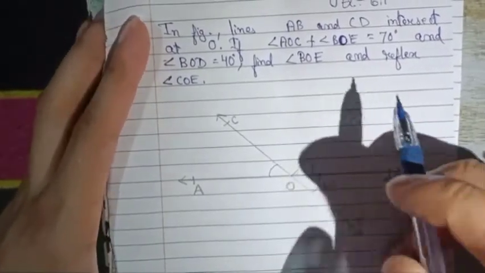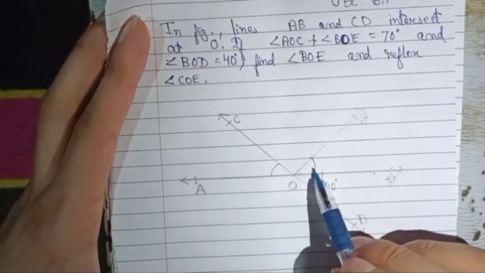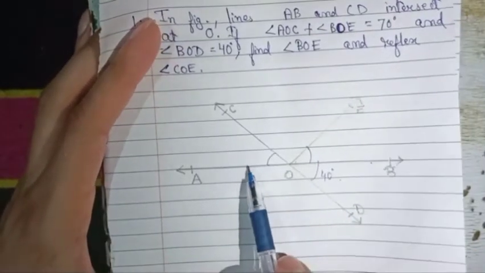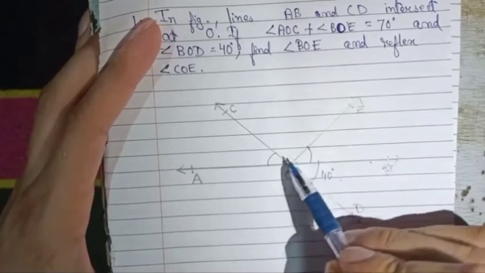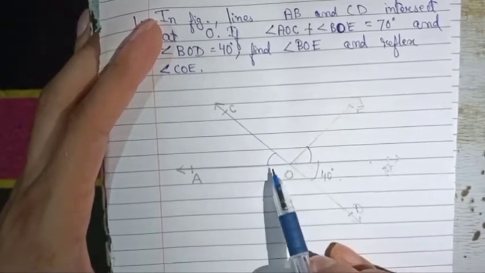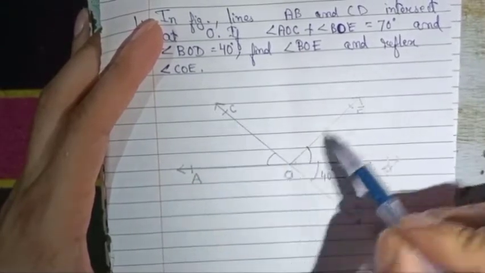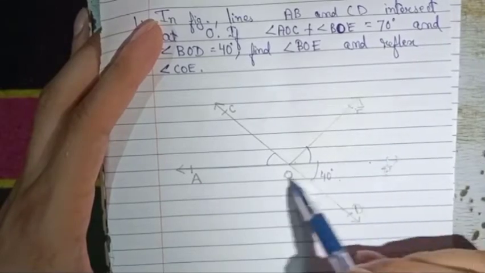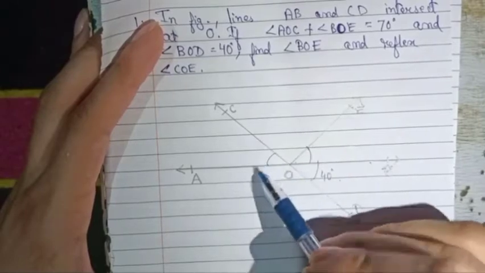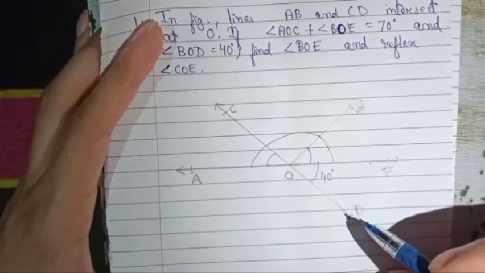Now we will apply the property of a straight line, that means linear pairs. Which angles are linear pairs? The angles which lie on a straight line, that means they have a common baseline, that is AB. So we can write angle AOC plus angle COE plus angle BOE is equal to 180 degrees, because the whole complete angle will be equal to 180 degrees.